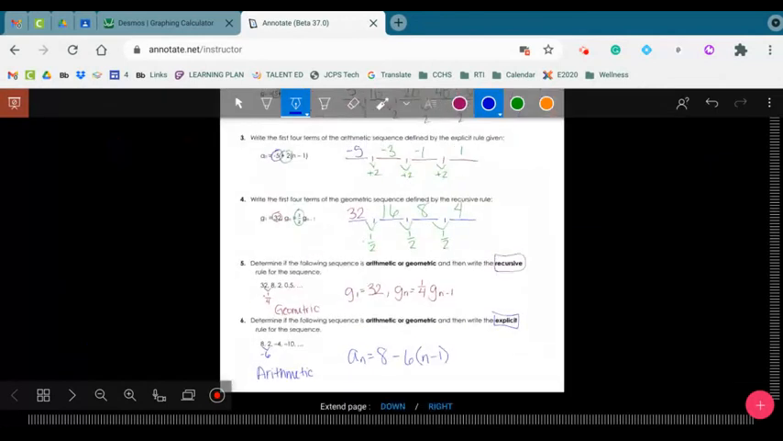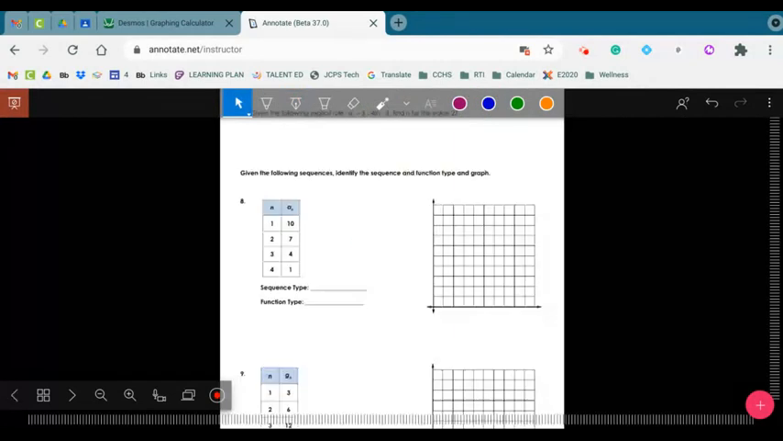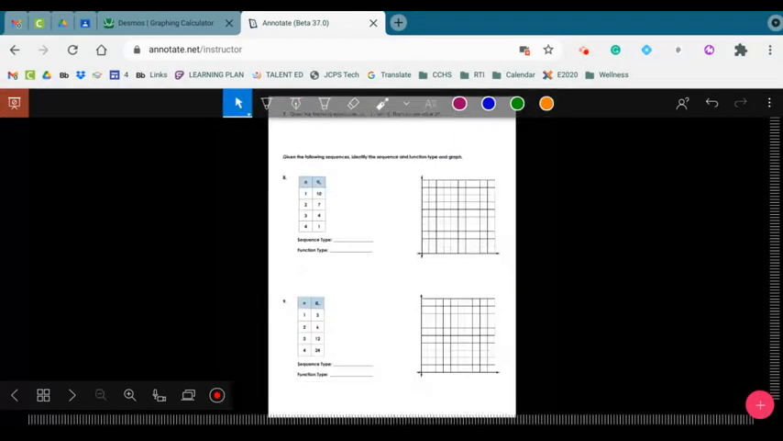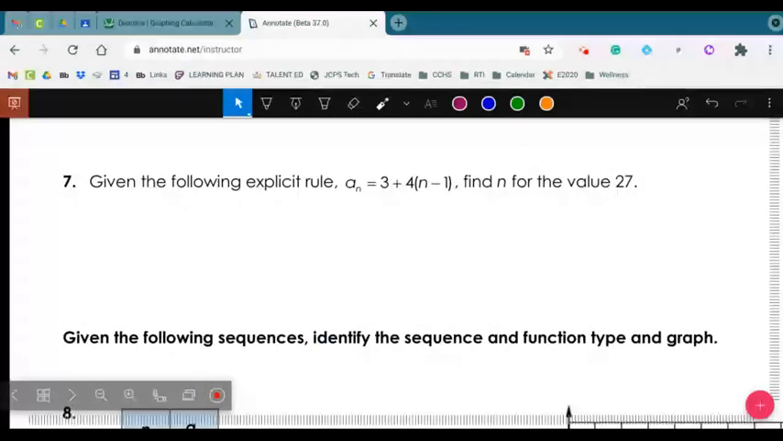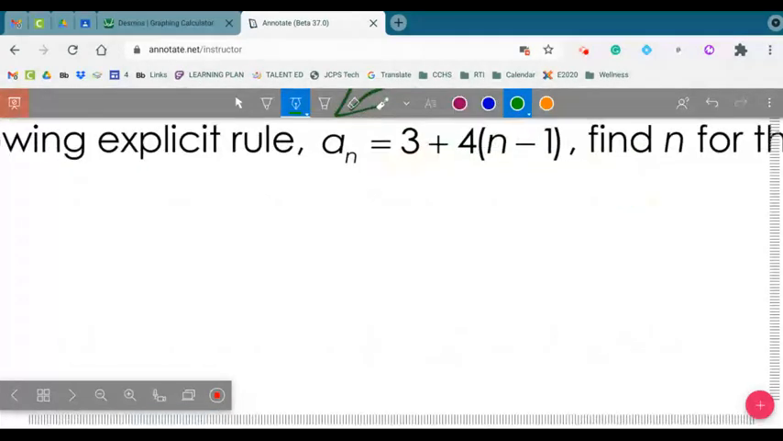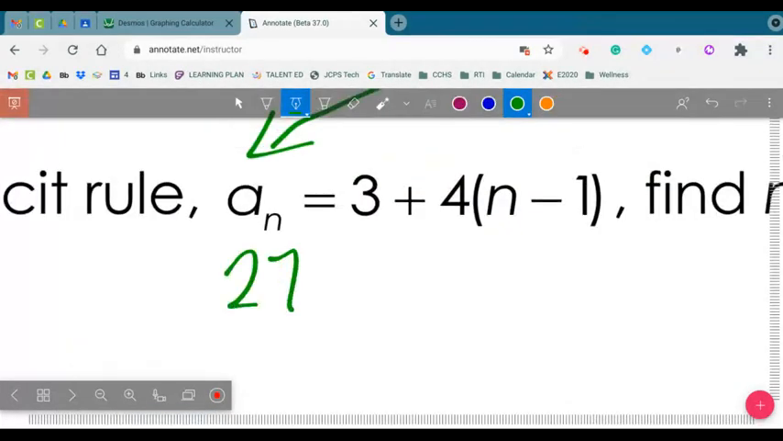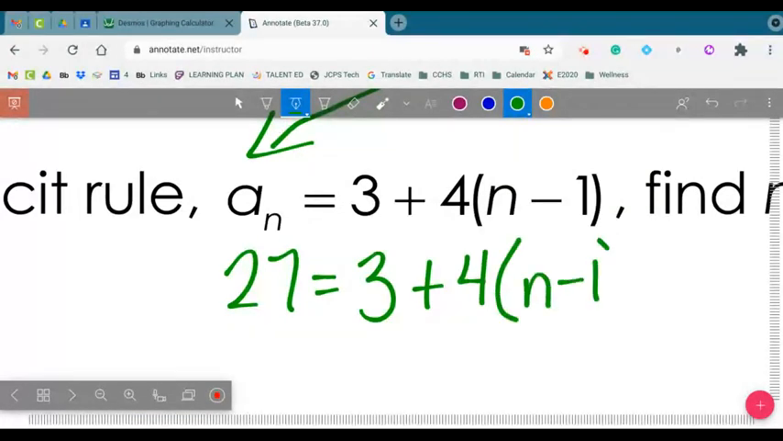Okay, so that is all that we have to do on the first page. Now let's go on to the next page. The next page says, given the following explicit rule, find the n for the value of 27. So this is where we take 27 and plug it in for a sub n. So we're going to have 27 equals 3 plus 4 times n minus 1.